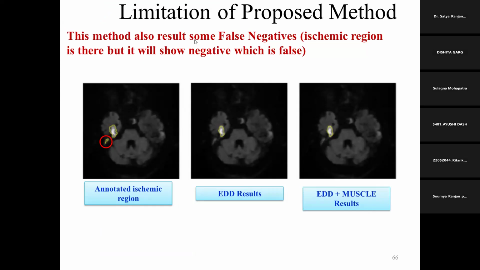What we found is that this method also results in many false negatives. False negative means an ischemic region is there, but the model cannot detect it because the model might think it's a false positive. For example, this one is already annotated, which means it is a true positive. It is also an ischemic region, but the model thinks it is a false positive. So the model cannot detect it. It can only detect one stroke region. So this is one limitation for us.